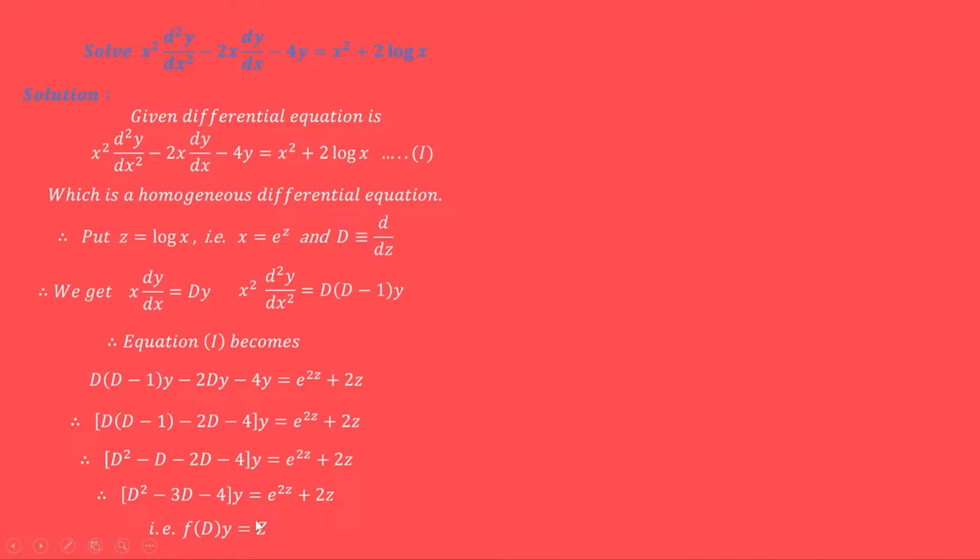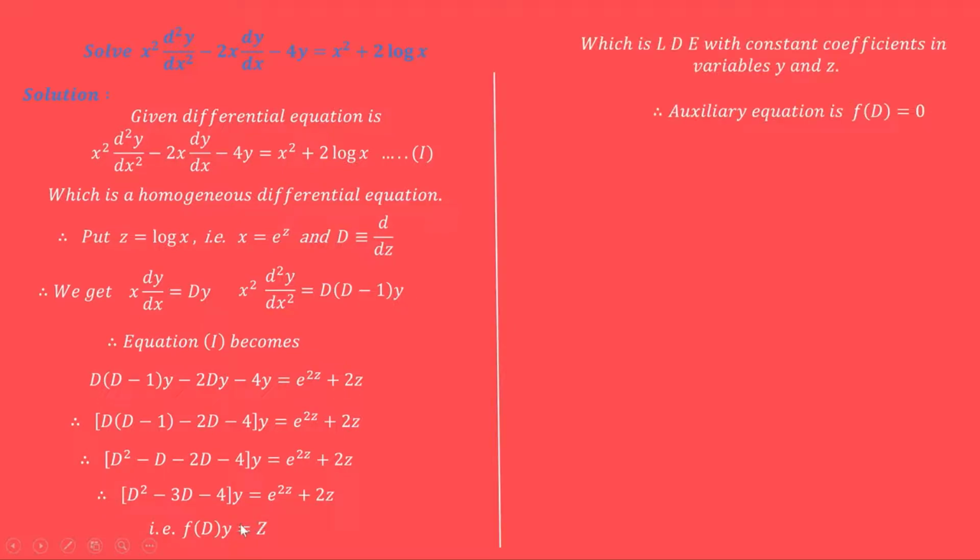As this is a linear differential equation, its auxiliary equation is given by f of D is equal to 0. F of D means D square minus 3D minus 4. So put that value of f of D, which is D square minus 3D minus 4 equal to 0. Now find out the factors of this one. So we get two factors, D plus 1 and D minus 4. So we get D plus 1 into D minus 4 equal to 0. Separate that factor. So we get D plus 1 equal to 0, D minus 4 equal to 0. So we get D is equal to minus 1, D is equal to 4. So we get two roots of the auxiliary equation.